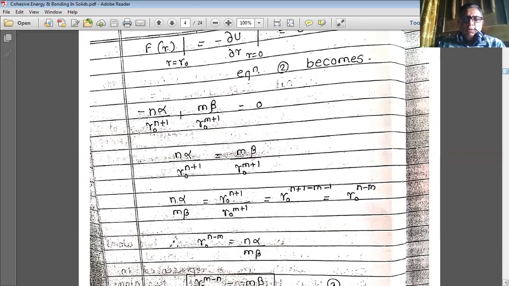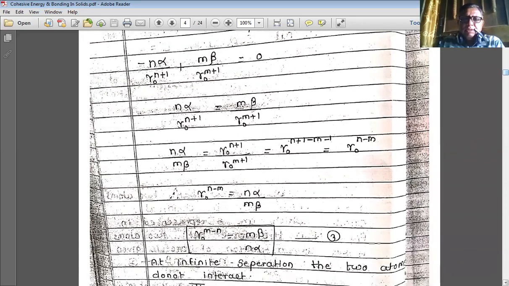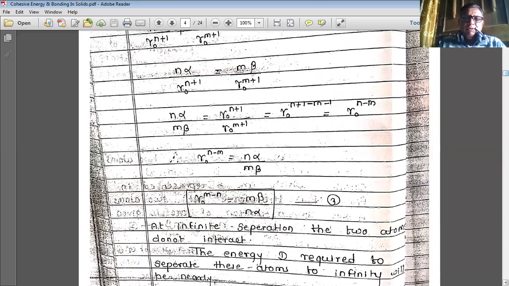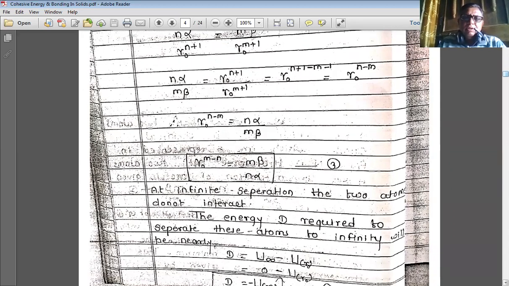Therefore, r₀ raised to n minus m is equal to nα upon mβ, isn't it? This is a standard equation you have got: r₀ to the m minus n is equal to mβ upon nα. This is equation number 3. So at infinite separation, the two atoms do not interact.